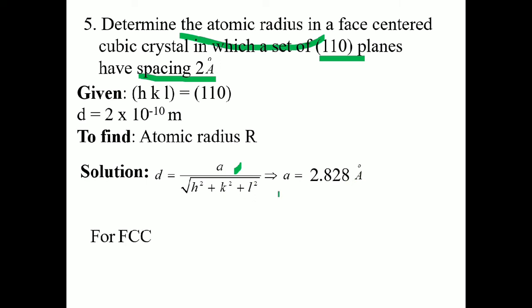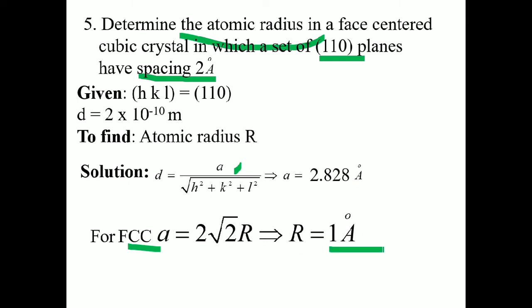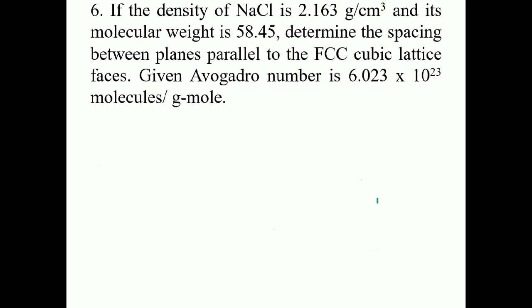And for a face-centered cubic crystal system, the expression for the radius of an atom is given in terms of a in this way. So r is equal to a by 2 root 2. a is here 2.828 angstrom divided by 2 root 2 gives you 1 angstrom. That is the answer in this case.